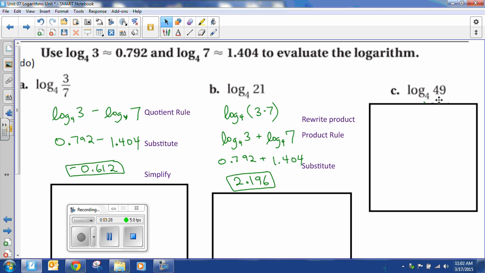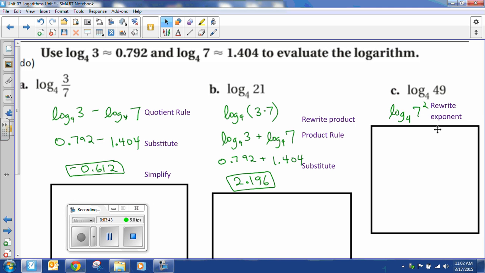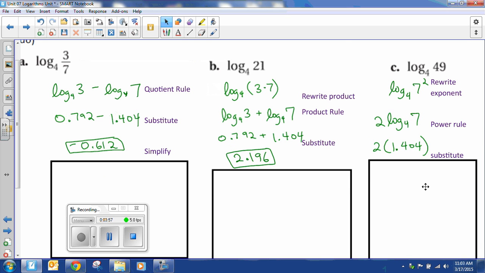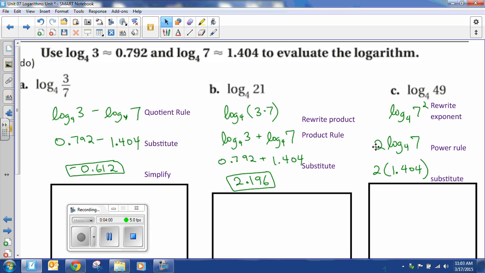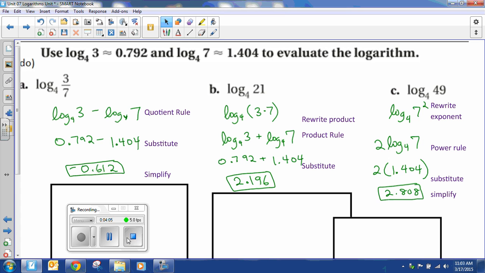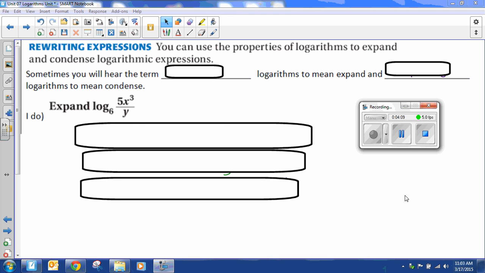Finally, letter C, log base 4 of 49. And 49 can be rewritten as 7 times 7, and that would be the product rule. But we're going to go ahead and write this as 7 to the 2nd power so that we can use the power rule. So log base 4 of 7 squared can be rewritten as 2 times log base 4 of 7. This is the power rule. And we substitute log base 4 of 7, which is 1.404, and 2 times 1.404 gives us our simplified answer of 2.808.